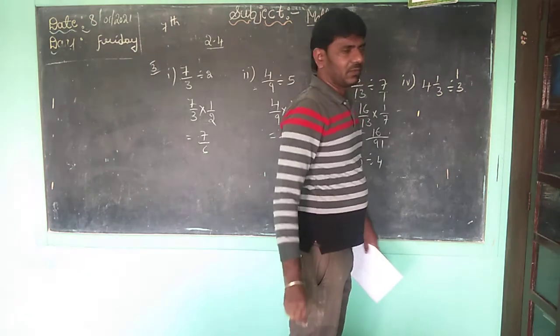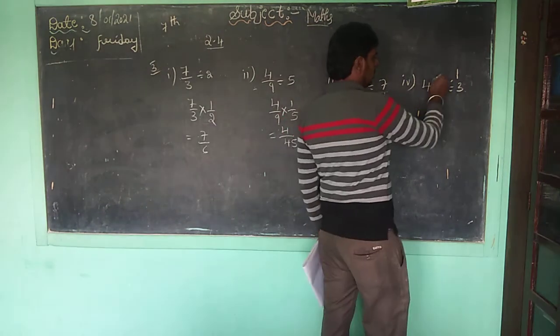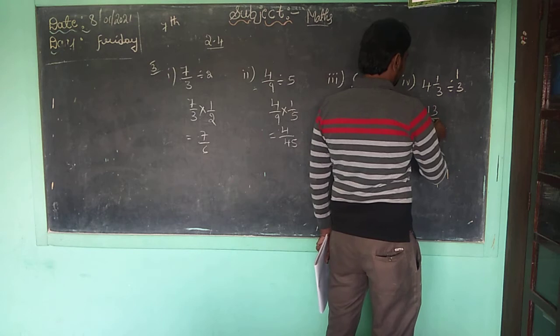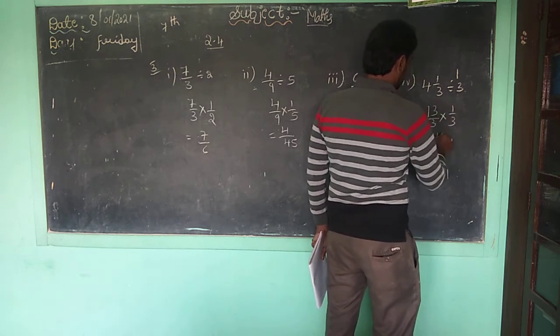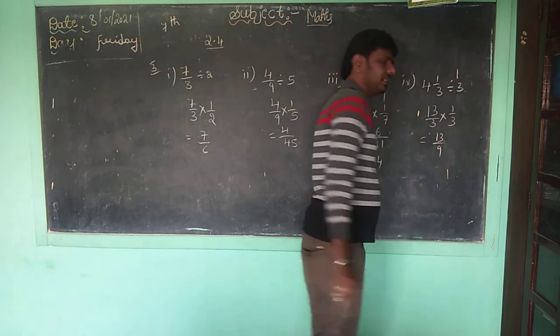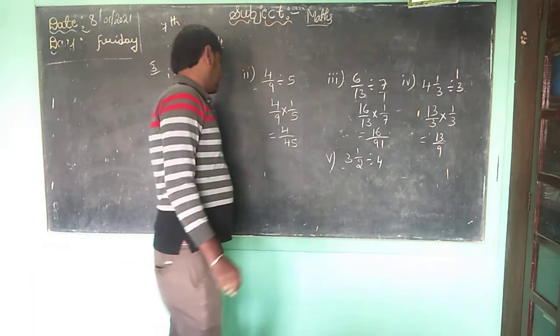Mixed fraction is there, you want to convert it to a fraction. 4 3s are 12 plus 1 is 13 by 3 divided by 3, so 1 by 3. You want to multiply here 13 by 9. 3 3s are 9.